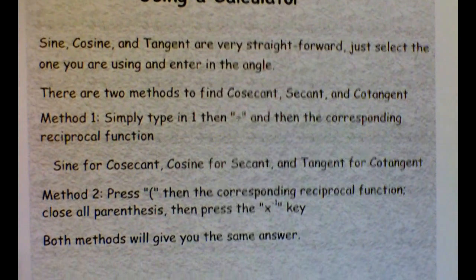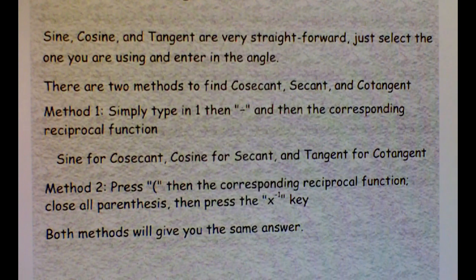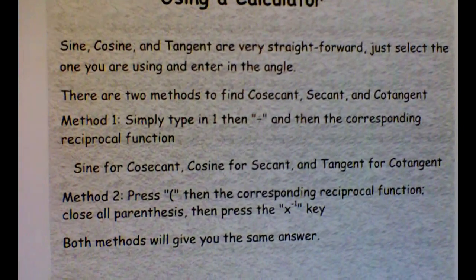Now to use a calculator, sine, cosine, and tangent are very straightforward. Just select the one you're using and enter it in for the angle. There are 2 methods for finding cosecant, secant, and cotangent. The first one, you can type 1, then divided by, then the corresponding reciprocal function. So for cosecant, you do 1 divided by the sine of your angle. Cosine for secant, and tangent for cotangent. Or you can do parentheses, tangent, or whatever, your angle, close those parentheses, close the first parentheses, and then press the x -1 key. Both of them will give you the same answer. I personally prefer method 1.